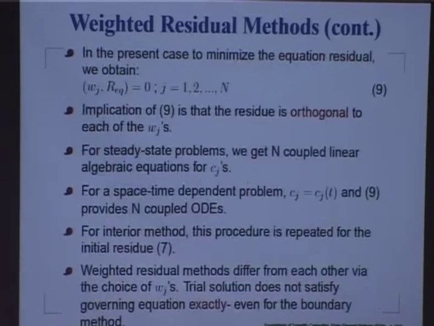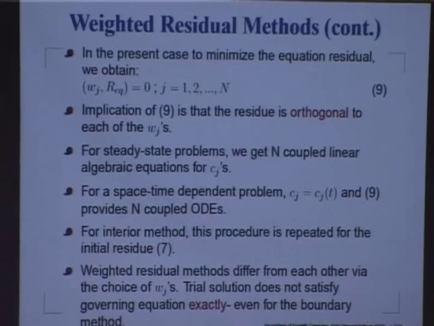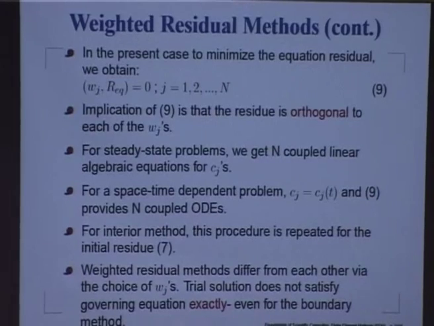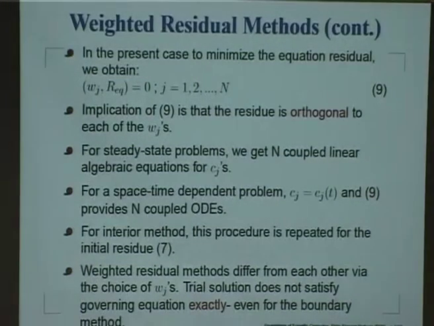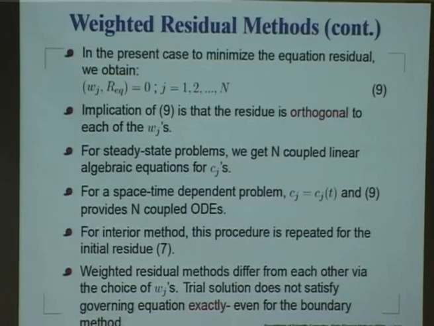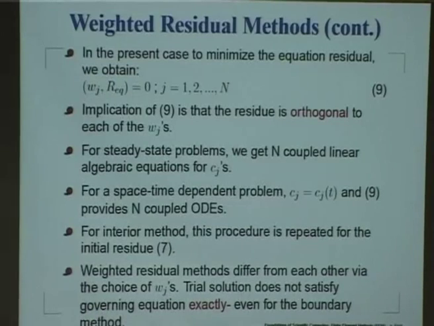Once we define this norm, then we would like to minimize the equation residual with respect to these weights. That's what this equation 9 is. That is the cardinal principle on which we will be working in this weighted residual method. So we will basically reduce this equation residue with respect to each and every one of these weight functions Wj.